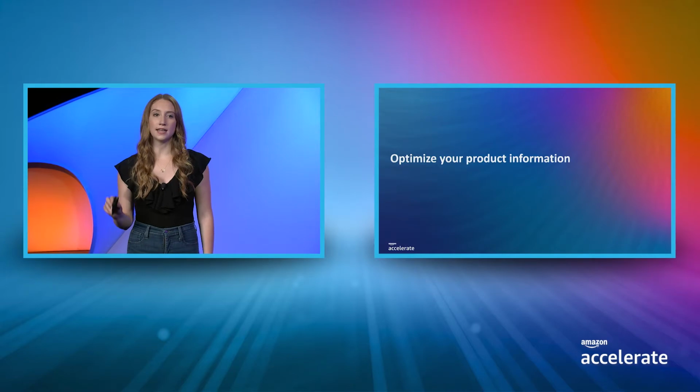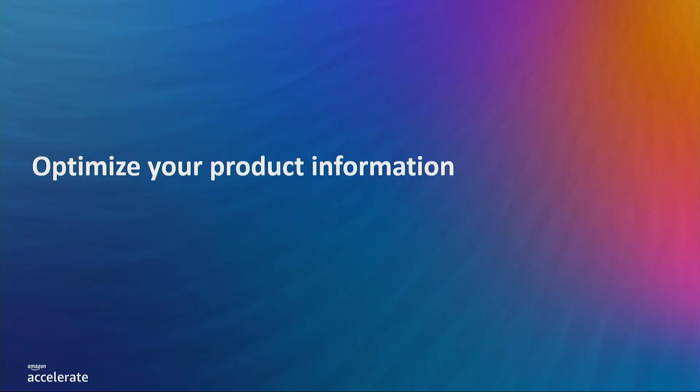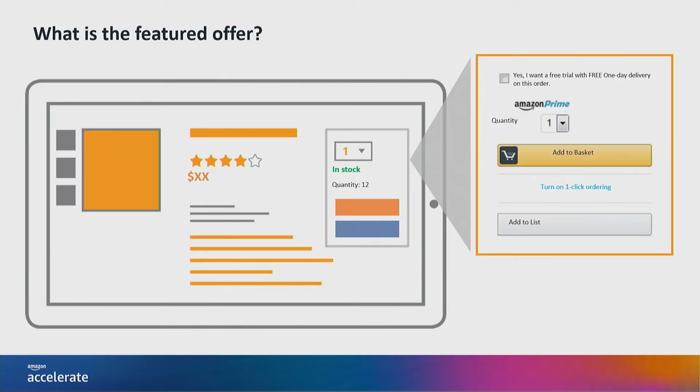So once you've started setting your goals and you know what you're working towards, make sure you take the time to optimize your product information, starting with the featured offer. You may already know this, but for sponsored products, you must be the featured offer for your ads to be eligible for advertising. As a reminder, the featured offer is the box on a product detail page where customers begin the purchase process by adding items to their shopping carts.